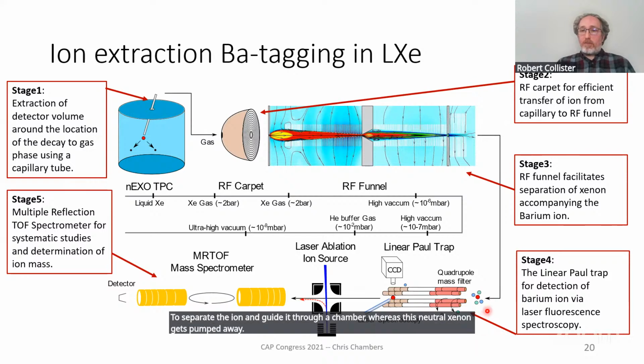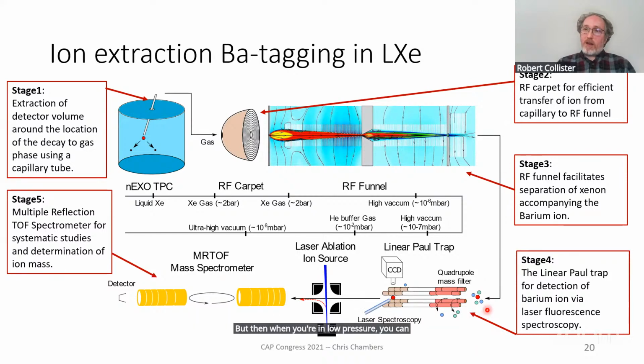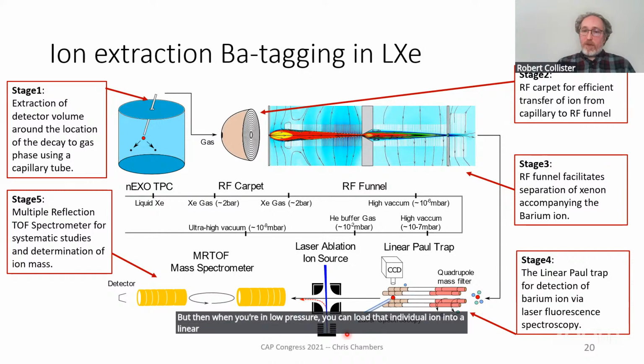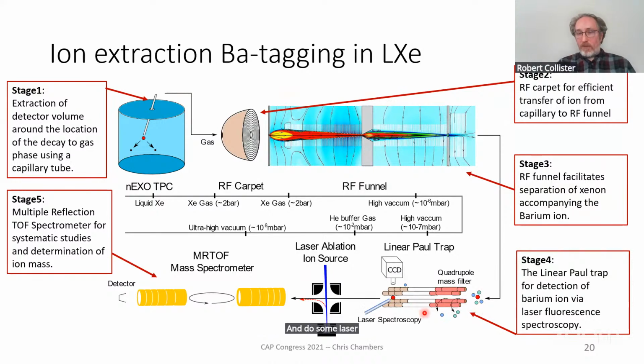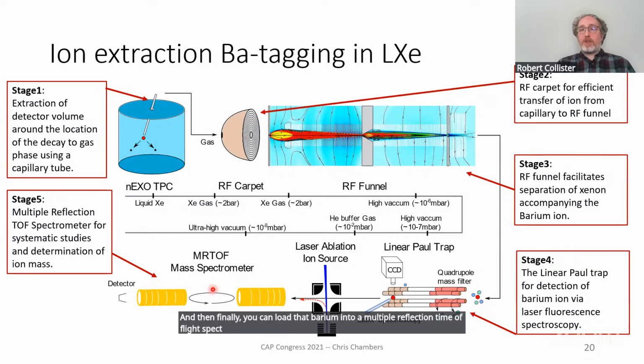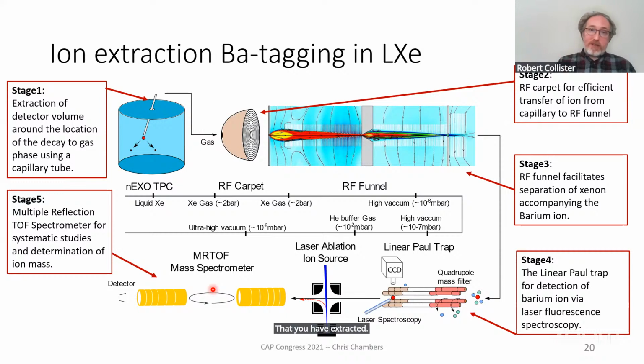Then when you're in low pressure, you can load that individual ion into a linear Paul trap down here and do some laser spectroscopy to identify that you have barium there. And then finally, you can load that barium into a multiple reflection time of flight spectrometer to measure its mass. So that way you're sure that you really have a barium-136 and it's not some barium from some other source that you have extracted. And so this is the scheme that we're working on.